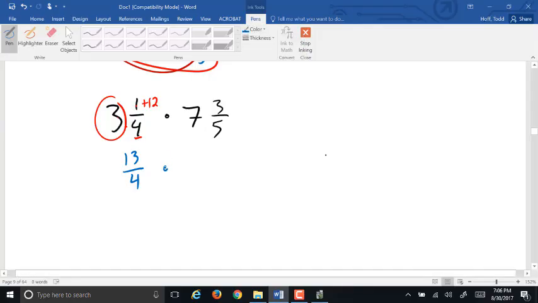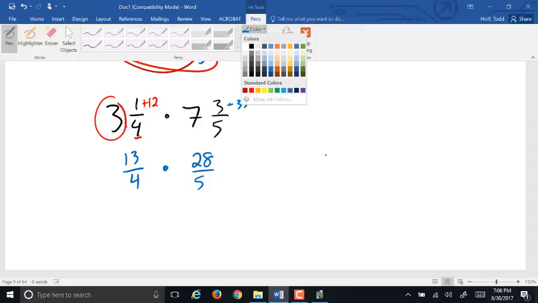Over here, we do the same thing. We multiply the 7, the whole number, by the denominator to get 35, and we add that to the 3 to give us 38/5. What did I do? 28 instead of 38.